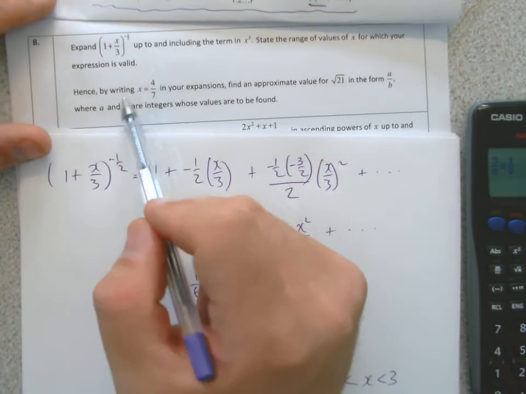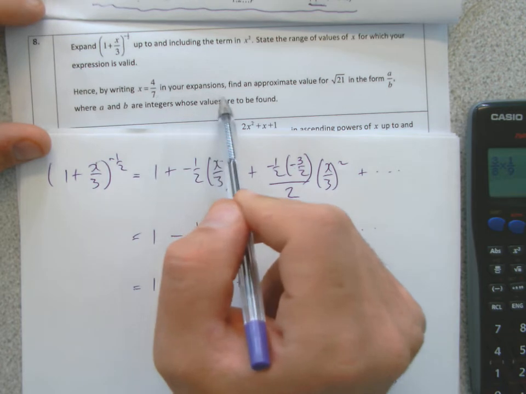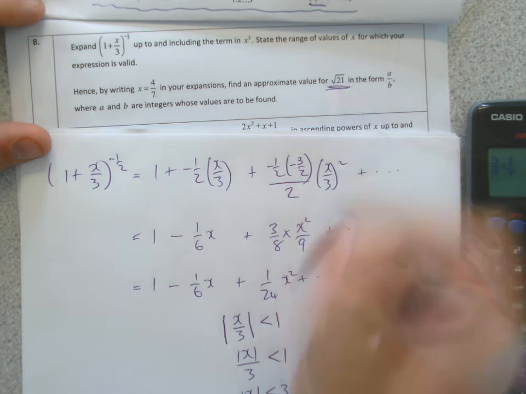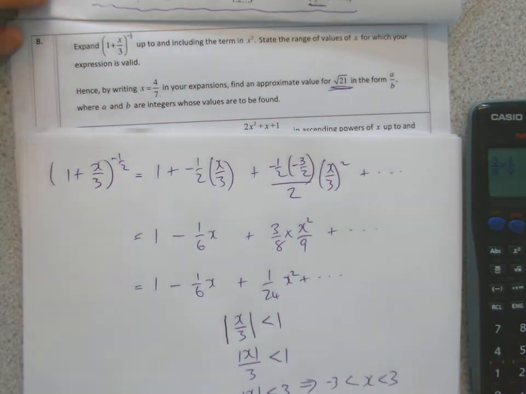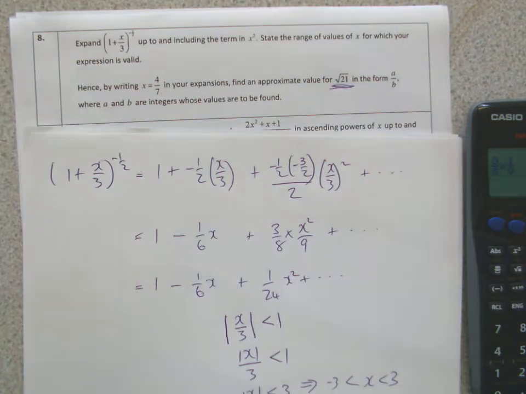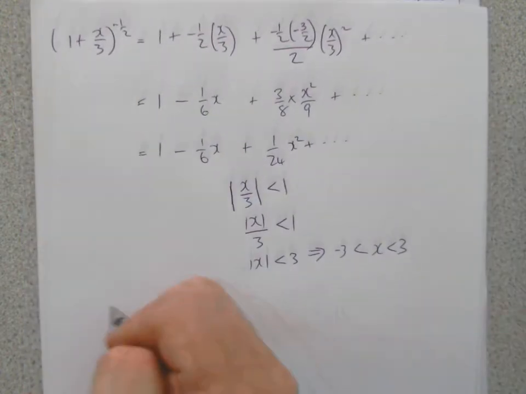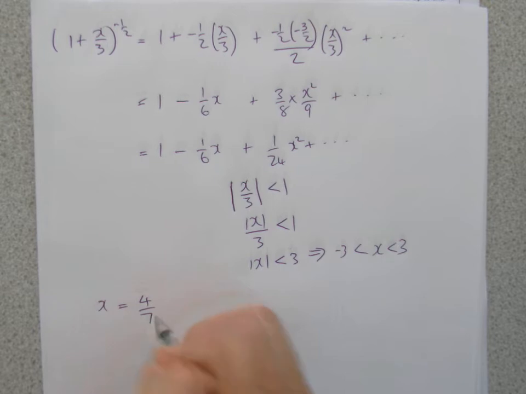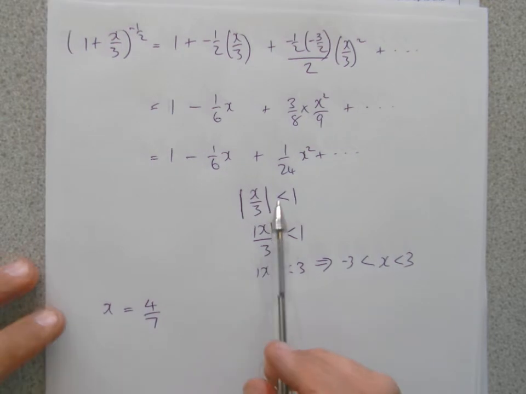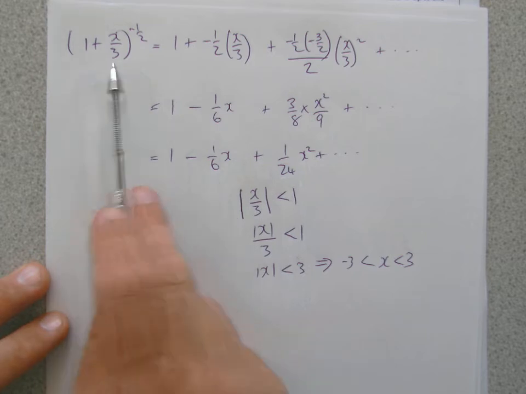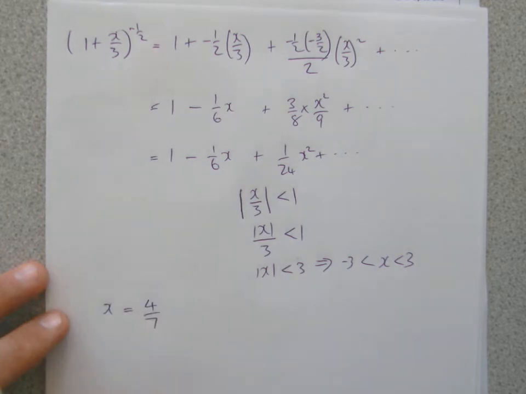Okay, and then it says, hence by writing x equals 4/7 in your expansions, find an approximate value for root 21 in the form a over b, where a and b are integers. So we're going to set x to equal 4/7. That's the important bit here. What you've got to remember is, it says put it into your expansion, so we're going to put it in here. But what you need to do as well is put it in this side as well. That's so important to do. Don't just put it in here, put 4/7 in there as well.